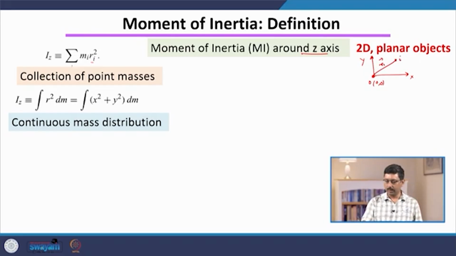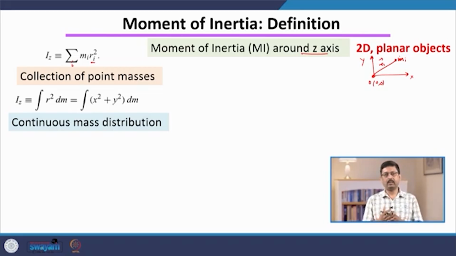So, if this is a point mass mi, then its location is given by the position vector Ri, and the distance is given by the magnitude of the position vector, which is Ri. So, the simple definition is the moment of inertia is mi, the mass of the point, times Ri square, and then if you have more than one point mass, you add up the moment of inertia contributions from all the masses, which is represented by this sum here, and then you get the moment of inertia of the total collection.